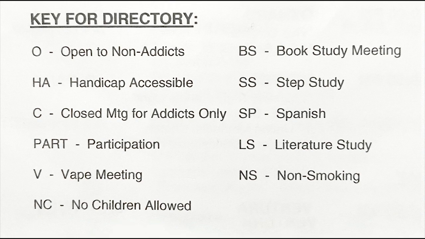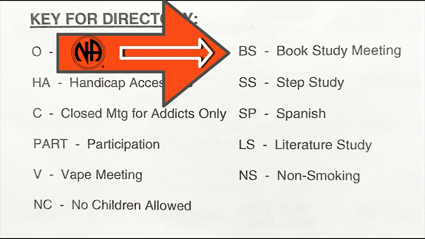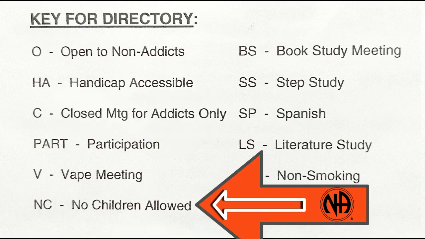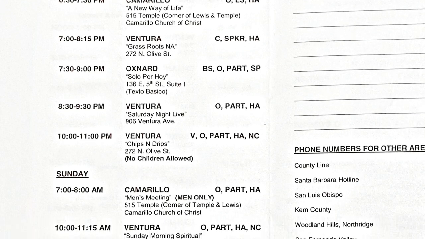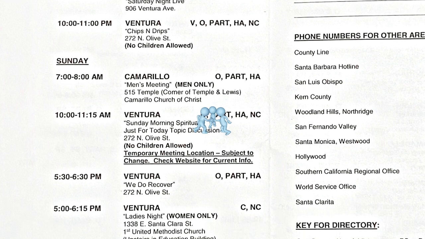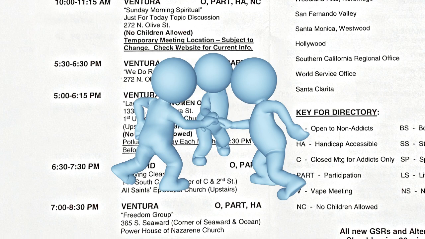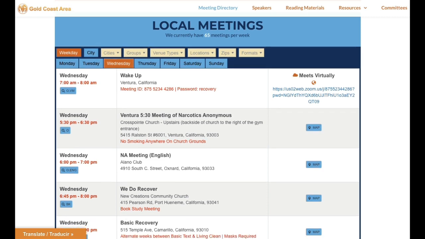So for example, here we see O is open, BS is book study, SP is Spanish, NC is no children allowed, or C is closed. Each of the letters next to a meeting communicates the various sorts and different kinds of meetings according to the theme that that particular meeting wants to create. For the online meeting directory, there is not the same kind of legend. It's done a little differently.